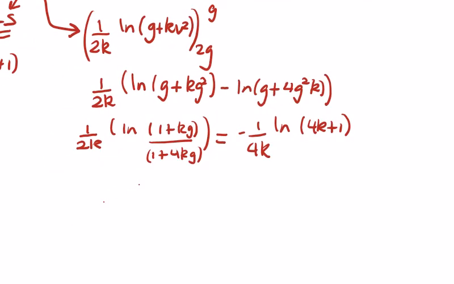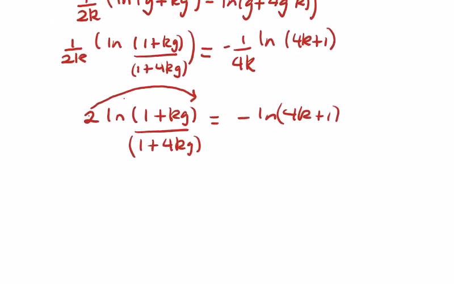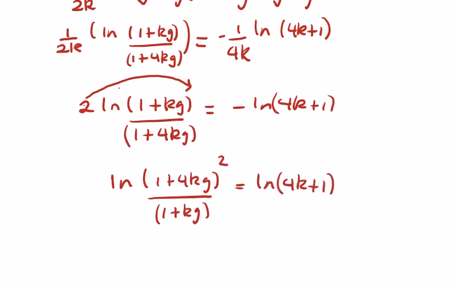So if we multiply by 4, maybe just for a start, we'll get twice the natural log of 1 plus kg over 1 plus 4kg is equal to minus the natural log of 4k plus 1. And we apply the 2 as the power and multiply by the minus 1, we'll get the natural log of 1 plus 4kg on top, they'll turn around, over 1 plus kg, and this will be squared, will be equal to the natural log of 4k plus 1. I think we may be getting there at some point.